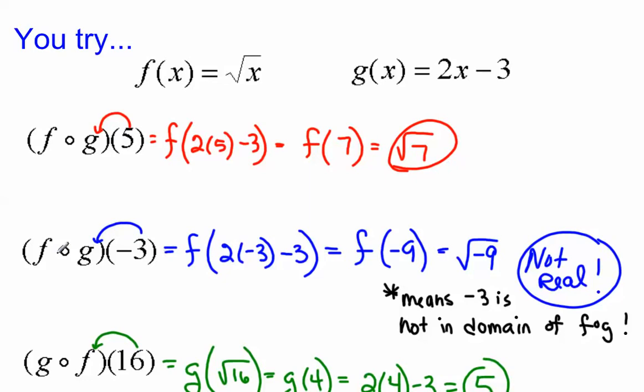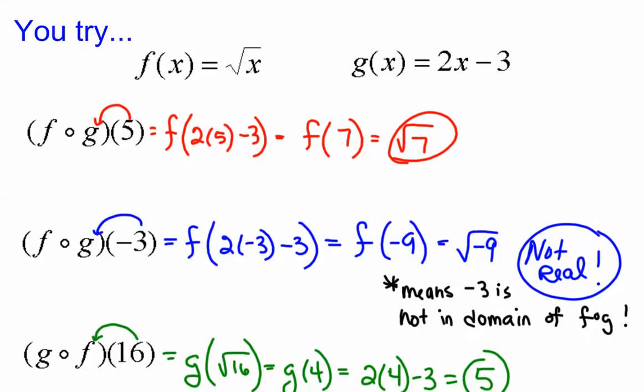F of g of negative 3, we take the negative 3, put it first into g, so 2 times negative 3 minus 3, we're going to get negative 9. Then we take the negative 9 and we put it into f, and we go, uh-oh, square root of negative 9, not a real number, okay? What that tells me is this original thing that we started with, negative 3, is not in the domain of my composite function. We're going to look more at domains in another segment.